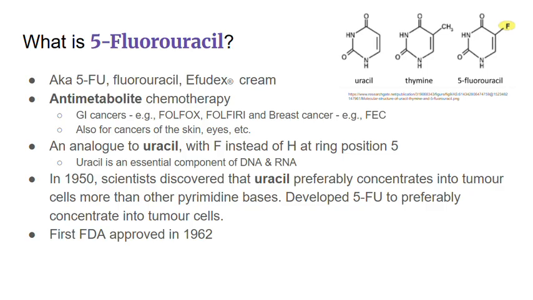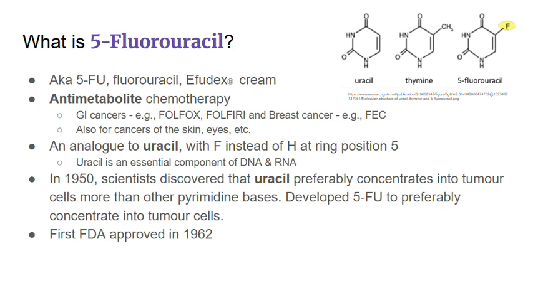5-fluorouracil, or 5-FU, is an analog to uracil. It contains a fluorine group in place of a hydrogen. 5-FU was developed by scientists in the 50s when they found that uracil concentrates in high amounts into tumor cells. By creating 5-FU, they are able to target this, preferably high uptake, into tumor cells.